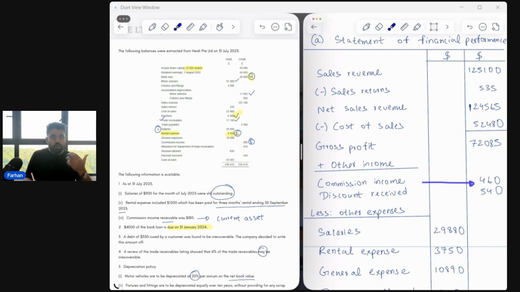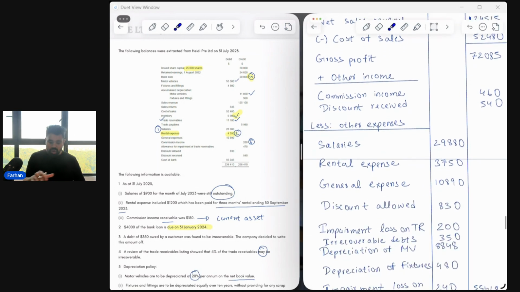If you recall from our workings, we had an original amount of $280 given in the list, which is referring to the commission income that we have already received in cash. And based on the additional information, we understand that we expect $180 more, and therefore altogether the total commission income earned is $460, okay? And then the discount received we have already talked about, second last line, $540. So these two are to be added to the gross profit as your other income.